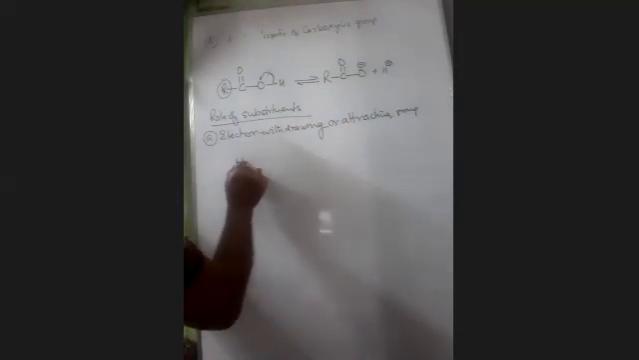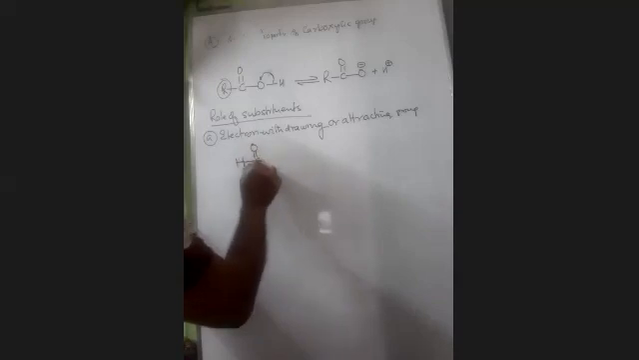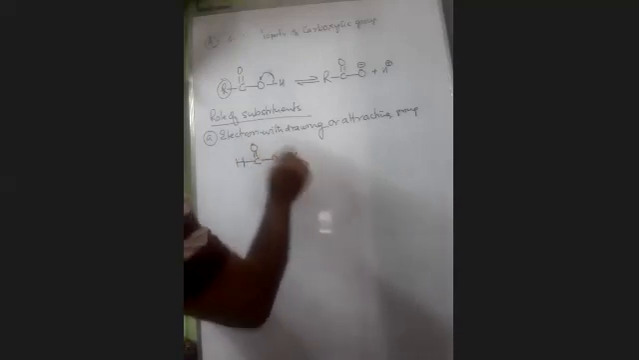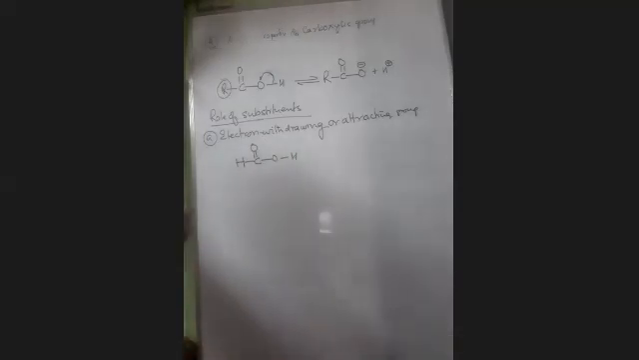Okay, let me take one example. Say, I have taken here formic acid. See, in formic acid, this hydrogen neither supplies electron nor withdraws electron. So this is an ideal acid where acidity is solely because of resonance. Only because of resonance. All right?